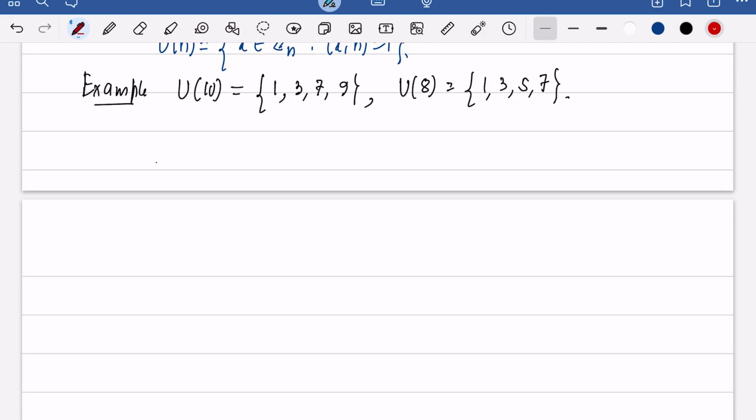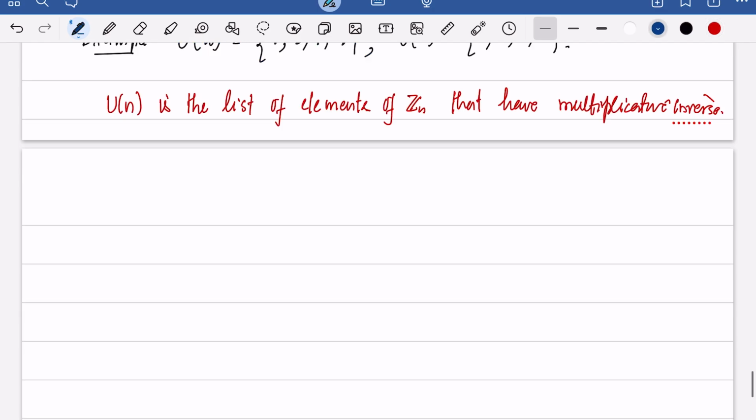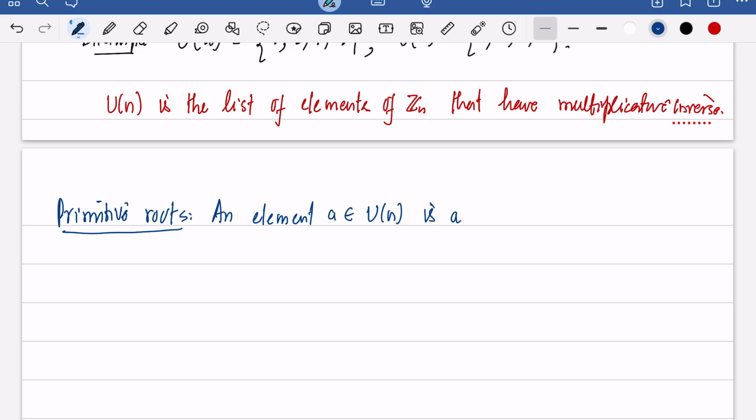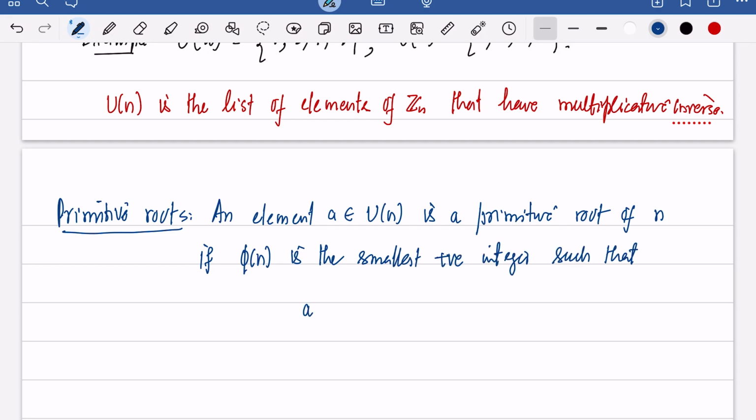Now what does it mean by defining Un? So Un is the set of elements of Zn that have a multiplicative inverse. Now we define the primitive root. An element a belonging to Un is a primitive root of n if phi(n) is the smallest positive integer such that a to the power phi(n) is congruent to 1 modulo n.